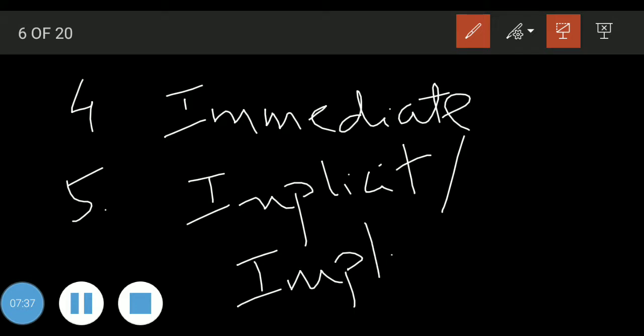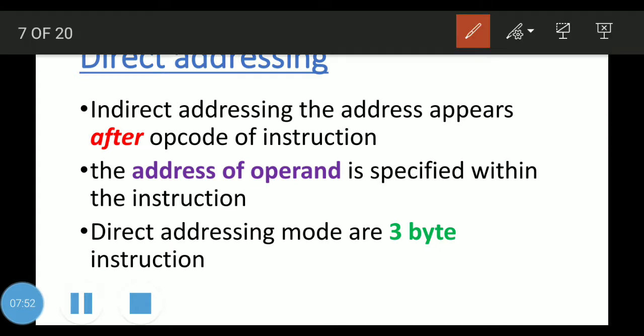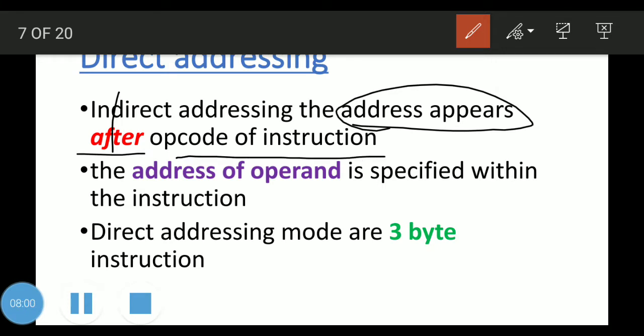Let us first learn direct addressing mode. In direct addressing mode, the address appears after the opcode of the instruction. Remember this thing. The address of the operand is specified within the instruction, which means in the instruction there will be an address also.